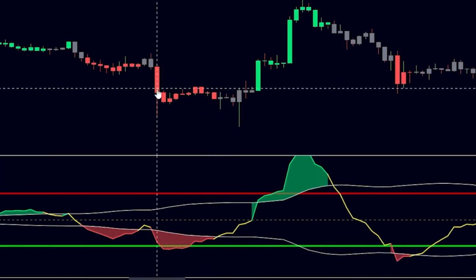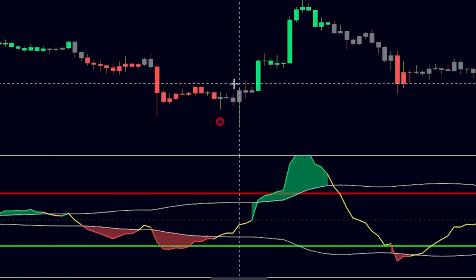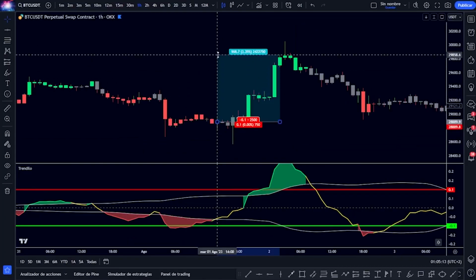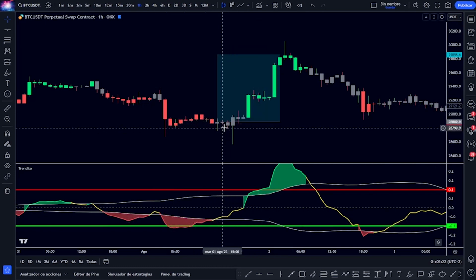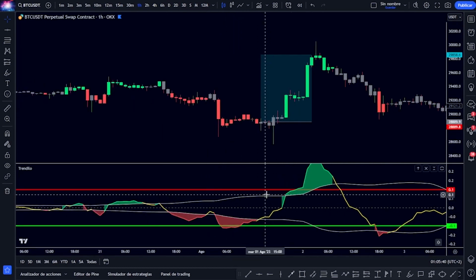Here, as you can see, we came from this downtrend and we have right here that first uncolored candle. We took our long trade, and as you can see, the trend has changed and we got on the train right at one of the best points, being an indicator to support other operations.